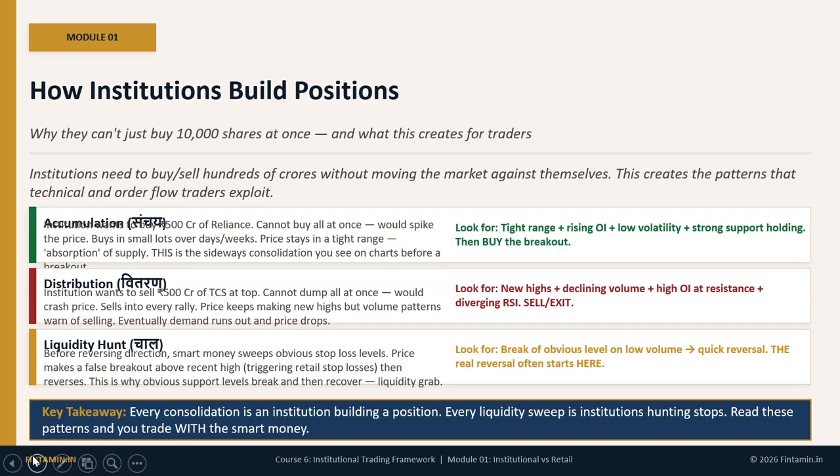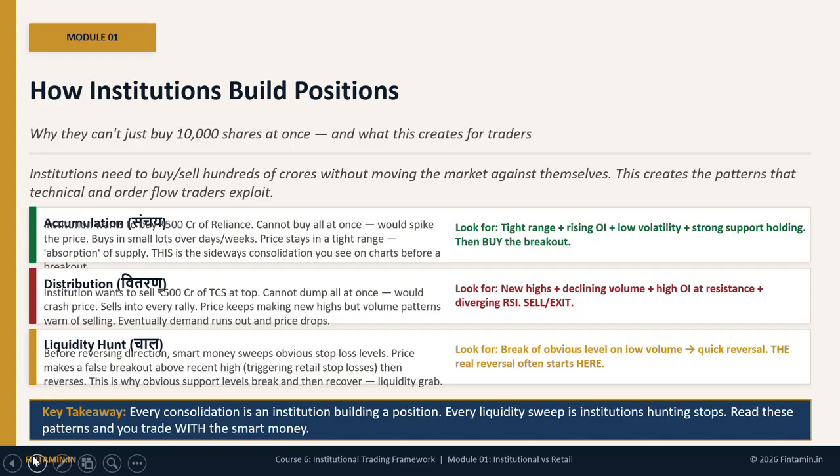Next is liquidity hunt. Before making a major move, smart money sweeps obvious stop loss levels. Price briefly breaks below a key support, triggering all the retail stop losses, then immediately reverses upward. This is called a stop run or a liquidity sweep. The false breakdown was the institution filling their buy orders at the best possible price at the levels where retail was forced to sell. Watch for these three patterns on weekly charts.